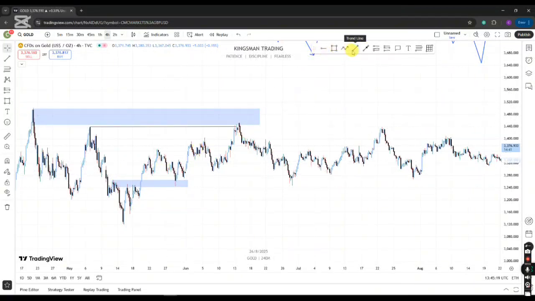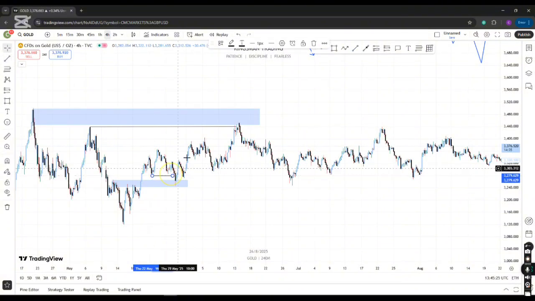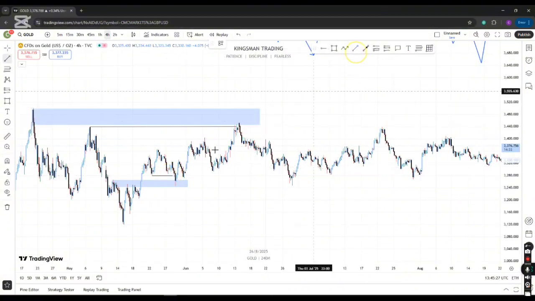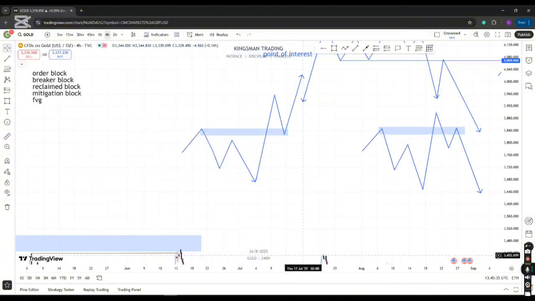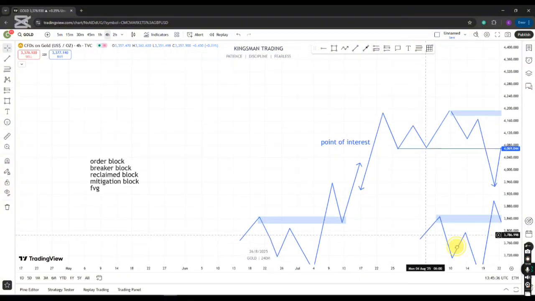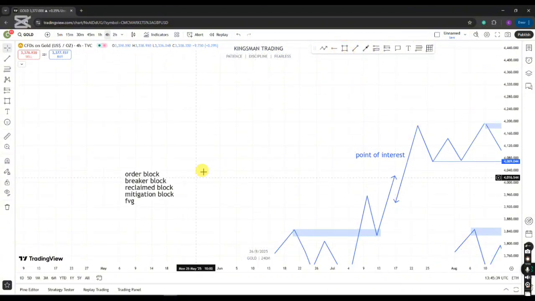Like I said, for a breaker block, there also needs to be liquidity to validate it. Now you have this liquidity here, and price also has a break of structure to validate it. So this is the movement for a valid breaker block. You want to see this.